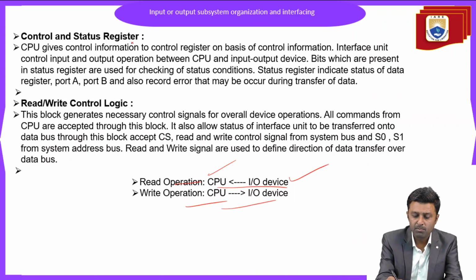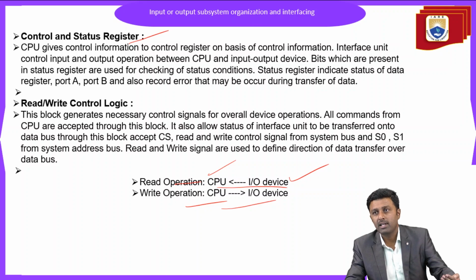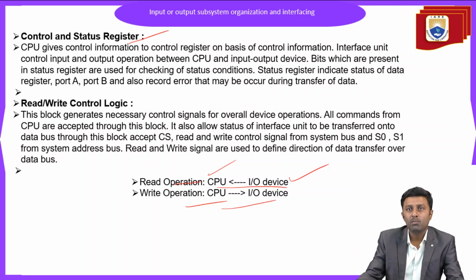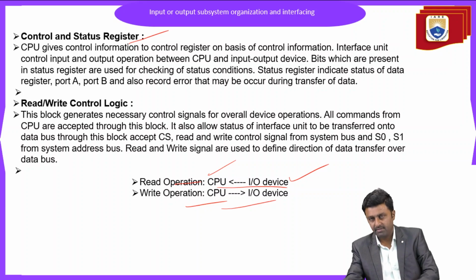One more important part of this input output processor is the control and status register, which is responsible for controlling all the operations in the computer, that is, giving the control signals and the status of the register. The CPU gives the control information to the control register. On the basis of the control information, the interface unit controls the input output operation between the CPU and the input output devices. Thus the control and status registers are responsible for sending the control signals to start and stop the operation, and the status register will display the status of the register's operation.